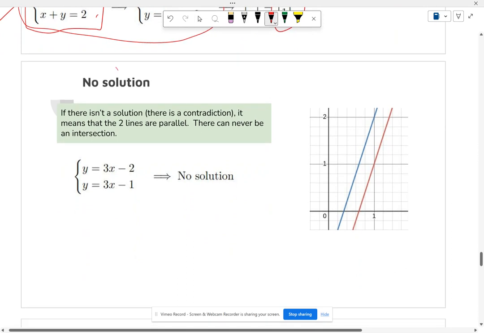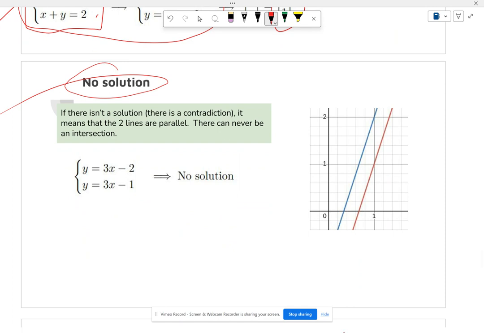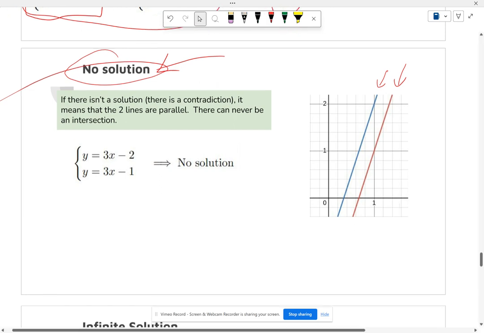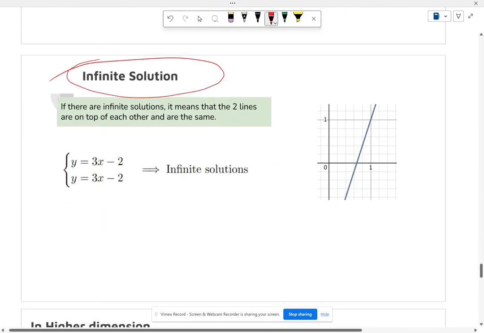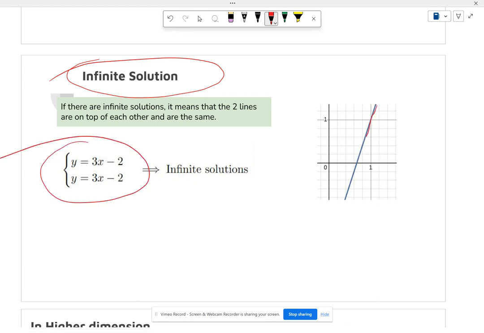In the case when there is no solution, it means that they can never, ever intersect. The only way that's possible is if the two lines are parallel to each other. Then they can never intersect. That's the case when there are no solutions. And the case where there are infinite solutions means that they are the exact same equation, because the red line is on top of the blue line. So every single point is a solution. That's why there are infinite solutions.